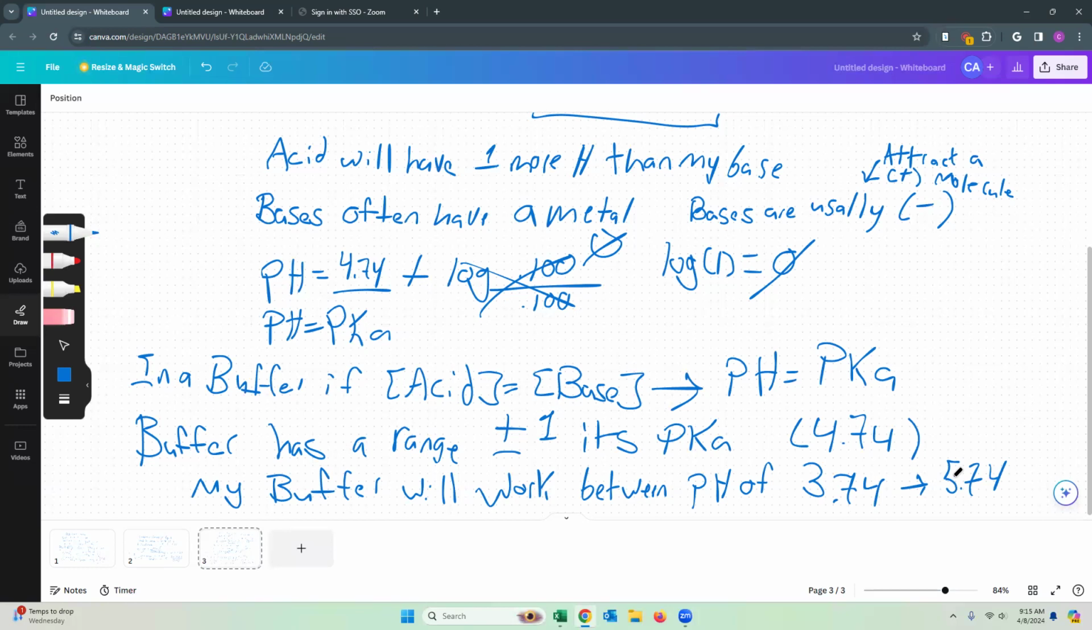If the amount of acid is equal to the amount of base in your buffer, your pH equals pKa. And also, sorry, your buffer has an effective range of pKa plus or minus 1. So as long as you're in that range, you will have a buffer.